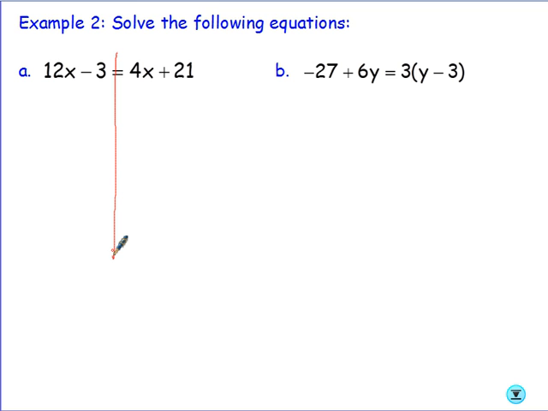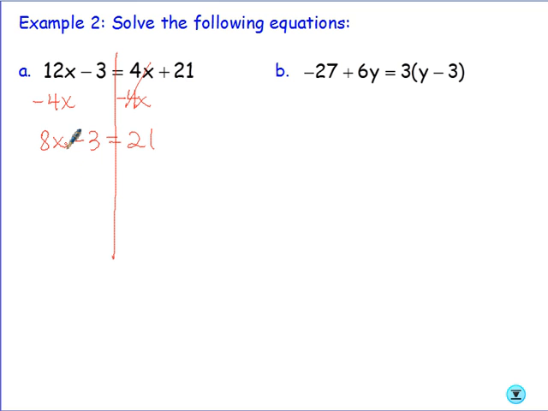So I'm going to move the smaller amount. I'm going to move this 4x to the other side, and the opposite is subtracting 4x. 12x take away 4x leaves me with 8x minus 3 equals 21. Now we have a two-step equation. Now you're back to solving the easy part.